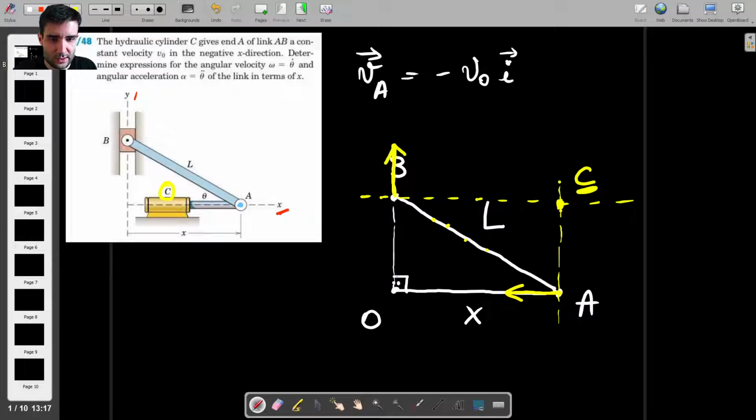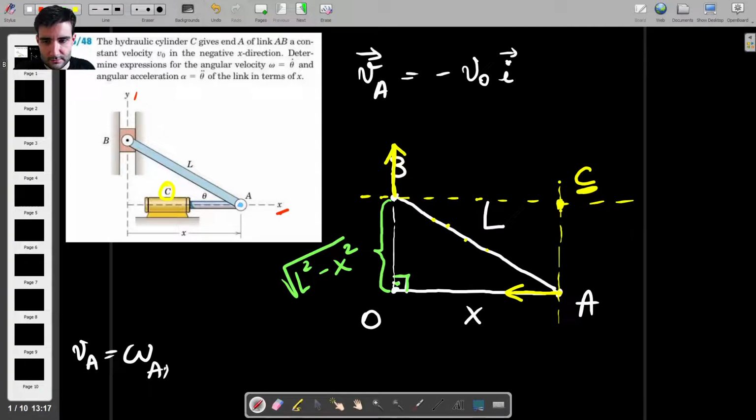Now, as we specified earlier, this is a right triangle, which means that this side we can find using Pythagoras, and that's going to be the square root of L squared minus X squared, like that. So let's try to write down what the velocity of A is based on the angular velocity. The linear velocity of A is equal to the angular velocity of AB multiplied by the radius, right?